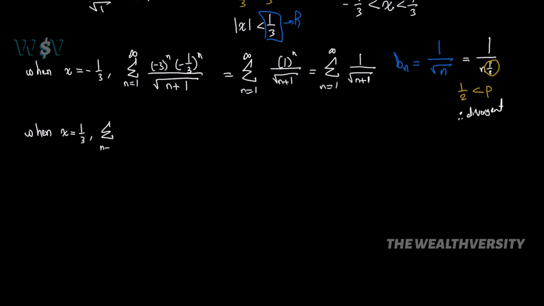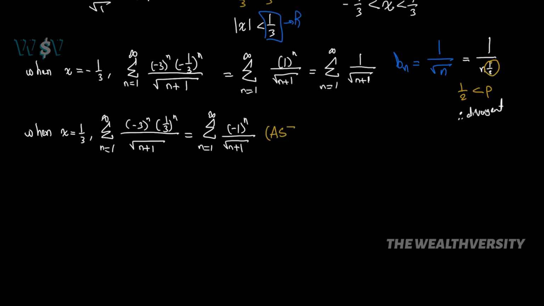When x is equal to 1 over 3, the series becomes negative 3 to the power of n times 1 over 3 to the n over the square root of n plus 1. We simplify, and we are left with the series of negative 1 to the n over the square root of n plus 1. We see that we can use the alternating series test for this series since it has the negative 1 to the n in the numerator.